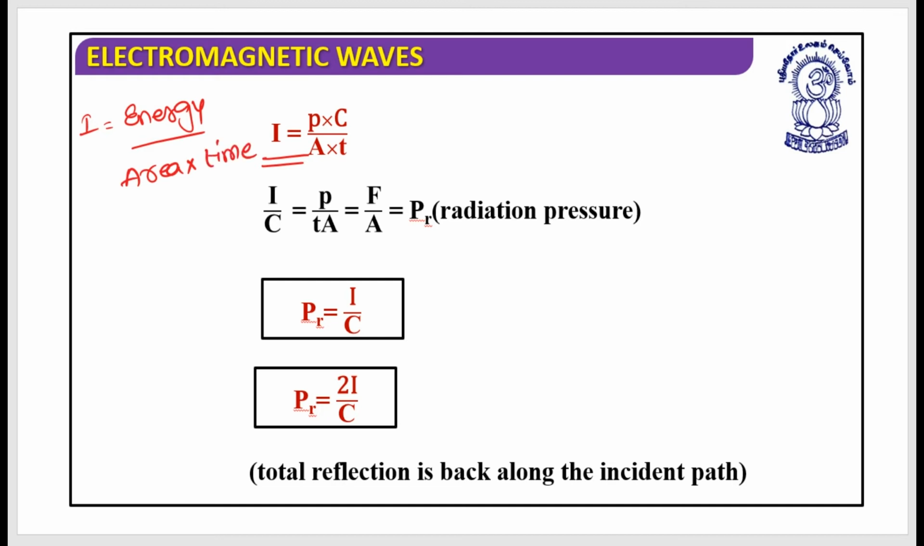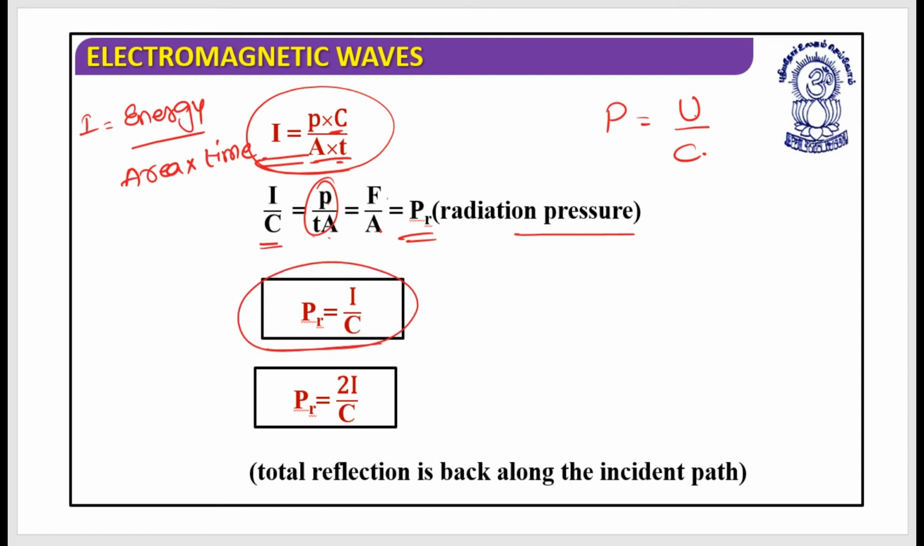So this energy by area into time, intensity, could be given as P by A into t. Because we have the relation P is equal to U by c, where U is the energy, this is equal to P into c divided by A into t. I hope this is clear. So this is equal to I by c, then it would be Δp divided by t into A, and it's momentum divided by time, which is equal to force. So this is force by area, which is radiation pressure.